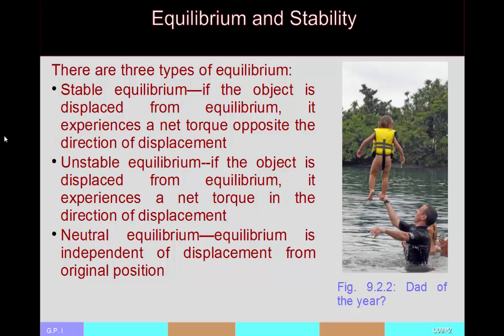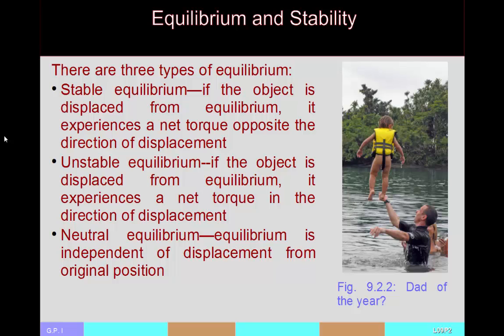So the first thing I wanted to talk about is stability. So there's basically three types of equilibrium. You can have a stable equilibrium, an unstable equilibrium, or a neutral equilibrium. Stable equilibrium basically means that if you displace the object slightly from its equilibrium position, then there will be a net torque in the opposite direction from the displacement, such that the object moves back to its original position.